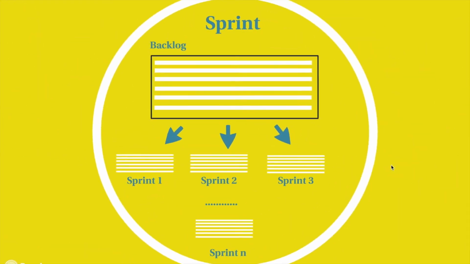After the first backlog refinement, the next step is to create the sprint. What is a sprint? A sprint is a smaller version of the backlog. Each sprint will contain a few user stories from the backlog. For example, if the backlog has 100 user stories, that can be divided into 10 different sprints, each sprint containing 10 user stories.